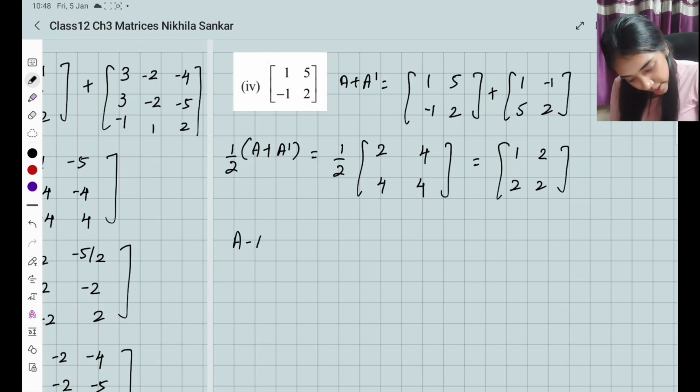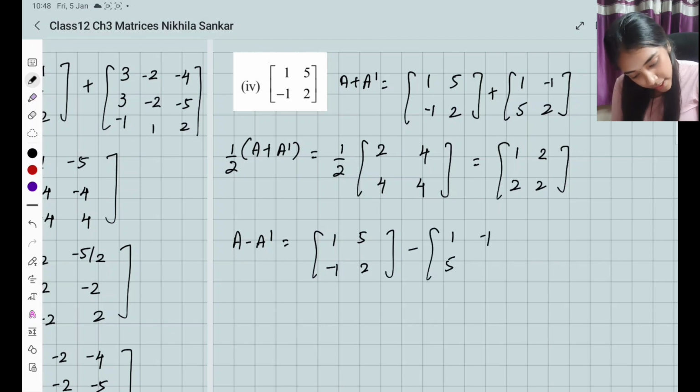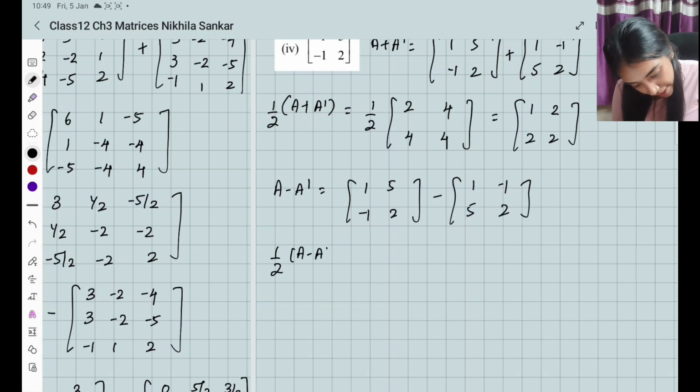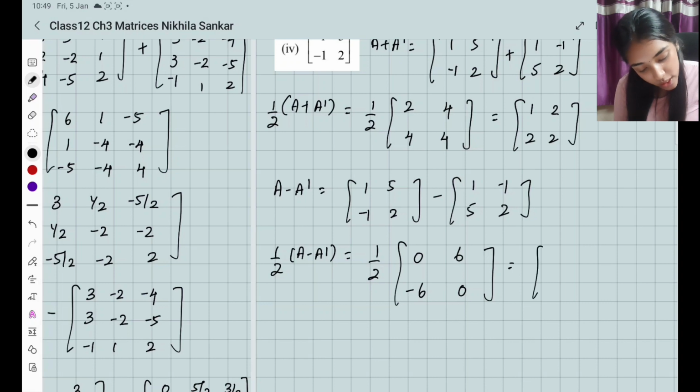Okay. Now A minus A transpose. So A is 1, 5, minus 1, 2 minus the transpose, 1, 5, minus 1, 2. Make sure the transpose is correct. So half times A minus A transpose is going to be half times 1 minus 1 is 0, 5 minus of minus 1 is 6, then minus 1 minus 5 is minus 6, 2 minus 2 is 0. Now when I divide by 2, I have 0, 3, minus 3, 0.